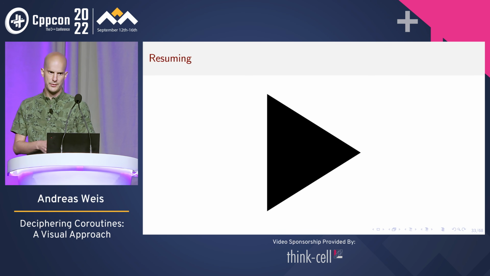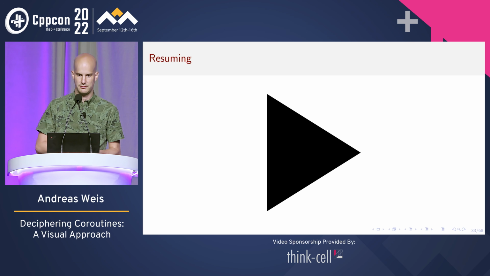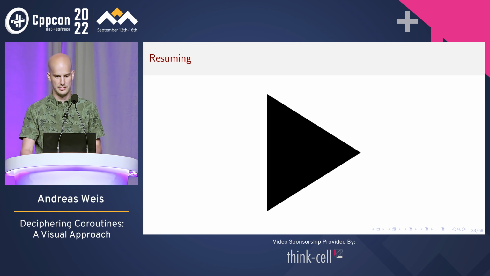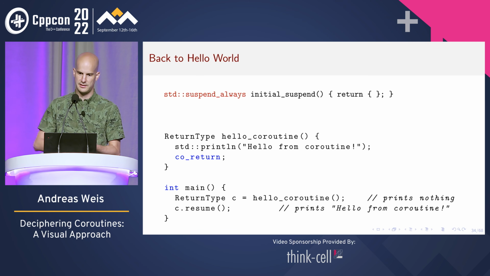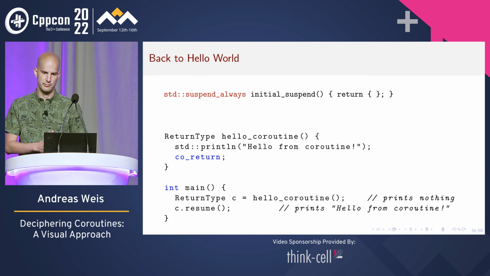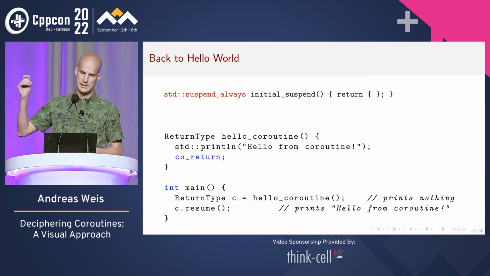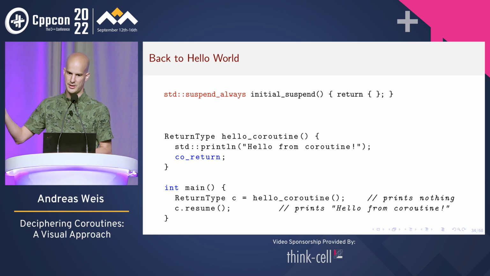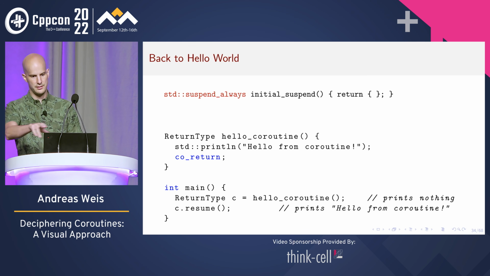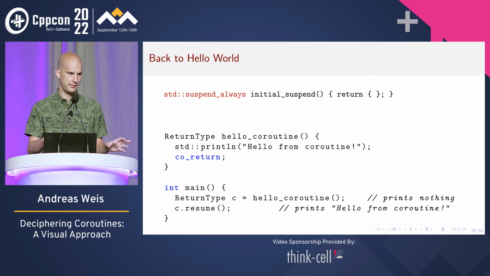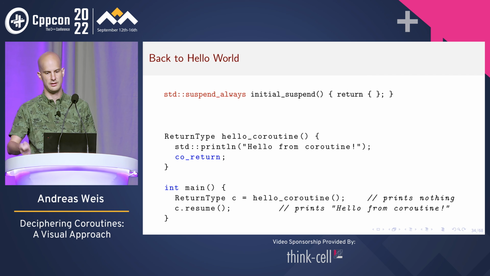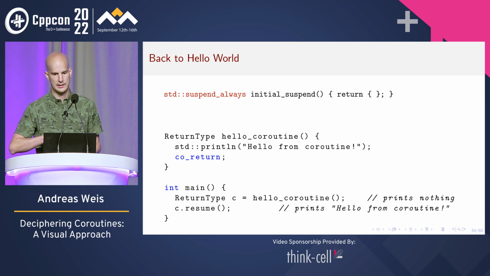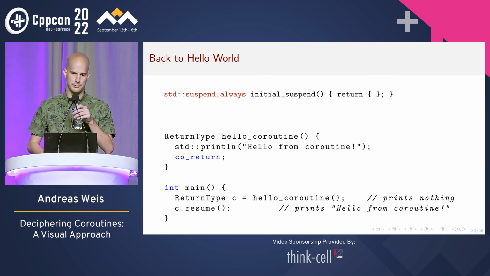So we've seen a simple example for suspending. Now, how do we actually wake up a coroutine? How do we resume execution? Let's say, going back to our simple example from before, I do suspend always on the initial suspend. So the initial call to hello coroutine prints nothing. And now at a later point, I want to resume the coroutine. And that's the point where I want to print the console output.